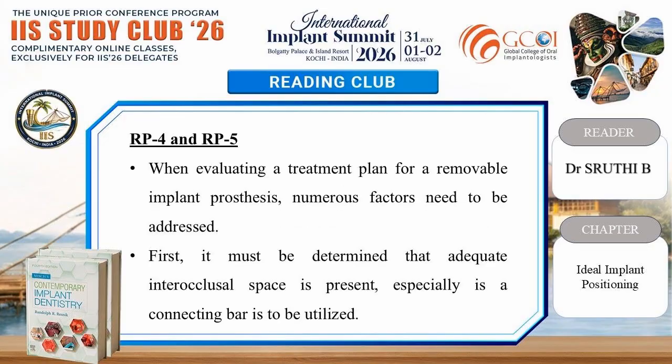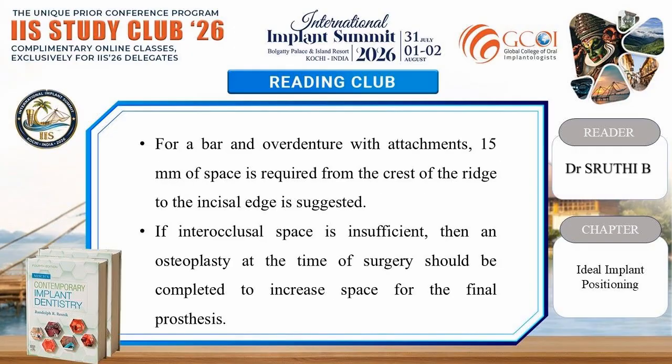RP4 and RP5. When evaluating a treatment plan for a removable implant prosthesis, numerous factors need to be addressed. First, it must be determined that adequate interocclusal space is present, especially if a connecting bar is to be utilized. For a bar and overdenture with attachments, 15 mm of space from the crest of the ridge to the incisal edge is suggested.